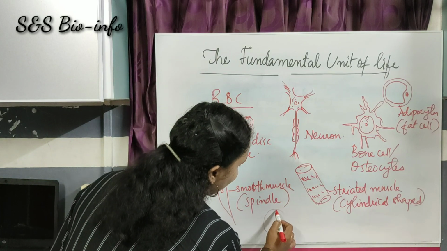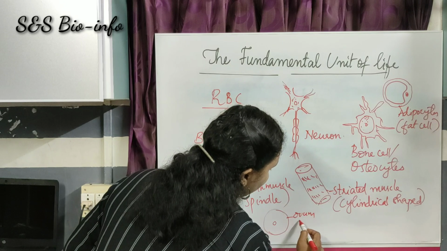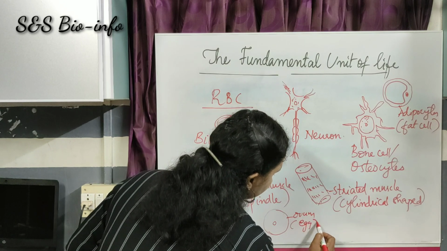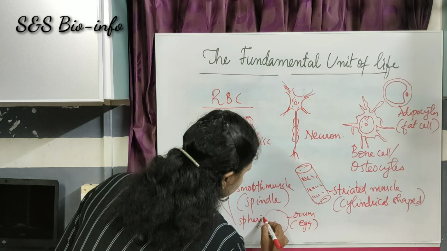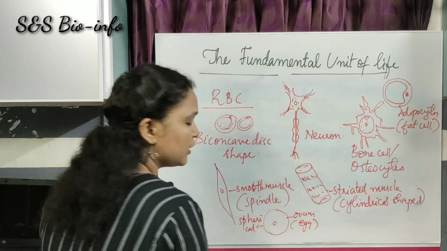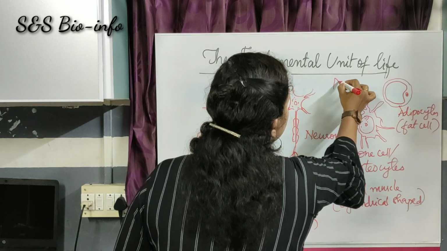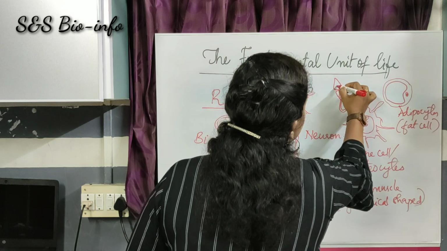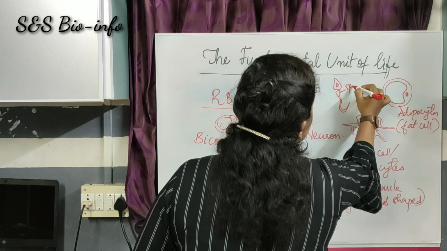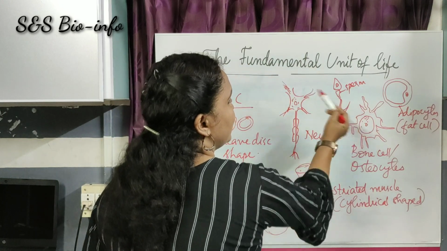It is spherical. Ovum or egg, spherical shaped. Next one, sperm. Sperm is the male gamete. It has a typical structure with the head and the tail.